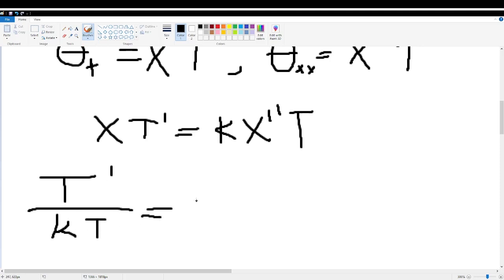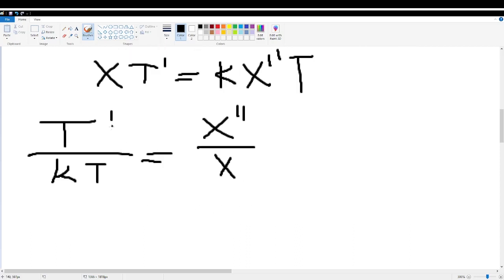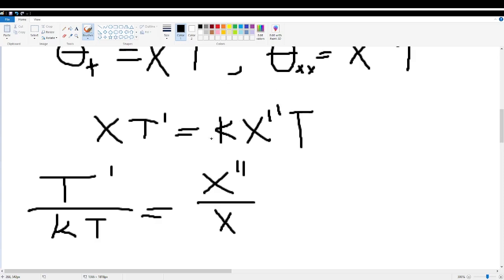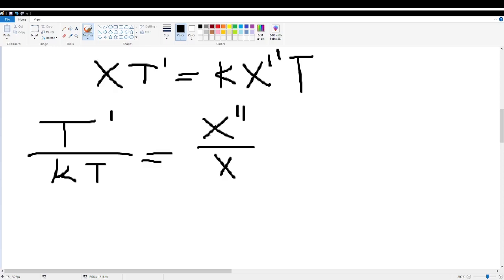is equal to X double prime over X. Now, just because these are both the same symbol, don't get confused. This prime means dT/dt. This prime means dX/dx, well, d squared X/dx squared. We just use prime for both of them as a convenience, but don't get lost in the notation.